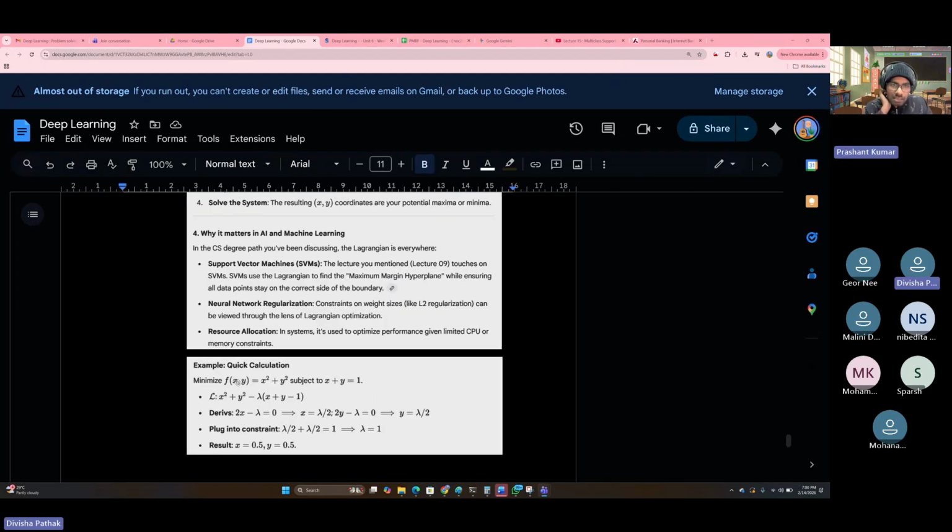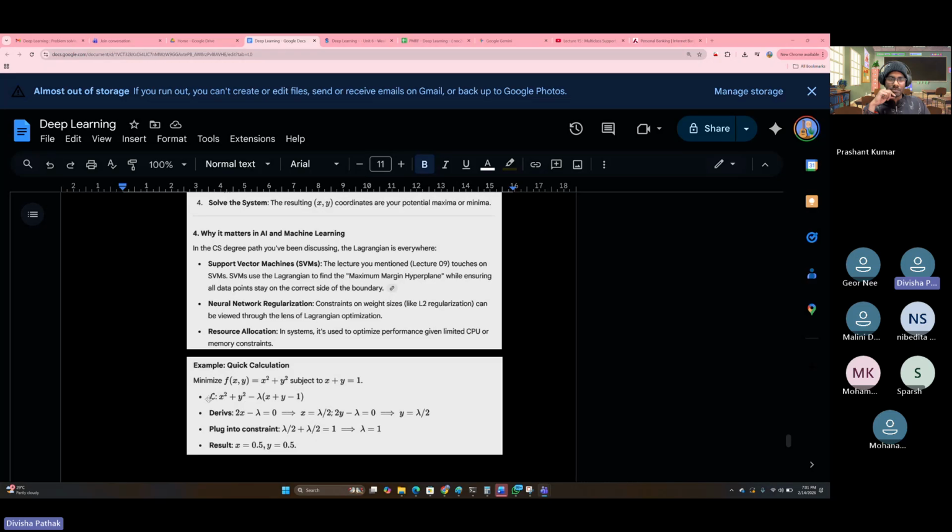Now they have given a function f(x, y) where x squared plus y squared, and given x plus y should always be 1. So in that case, they are using a Lagrangian function, say L equals x squared plus y squared minus lambda of (x plus y minus 1). This should be 0.